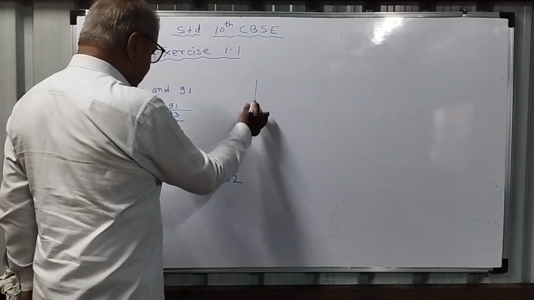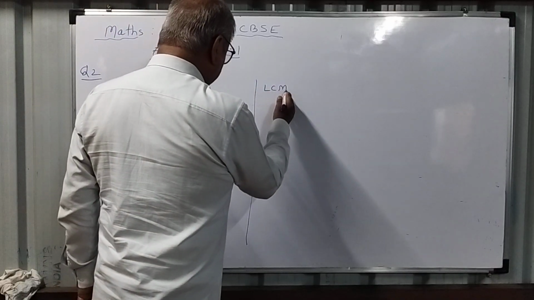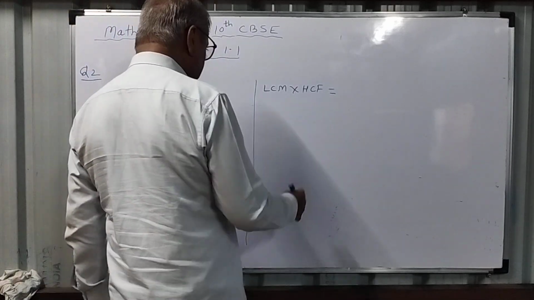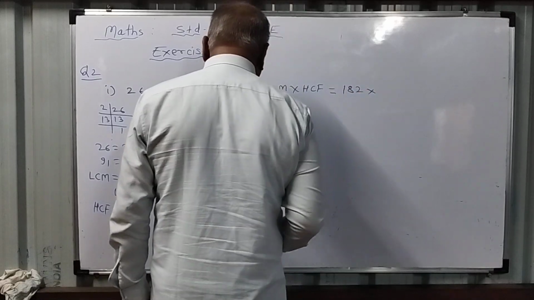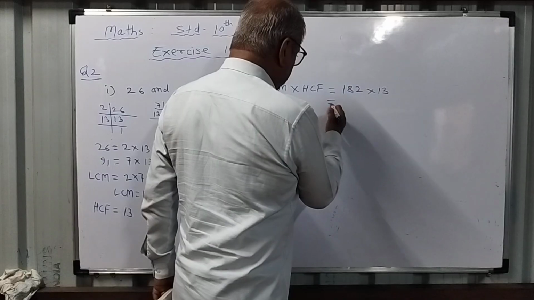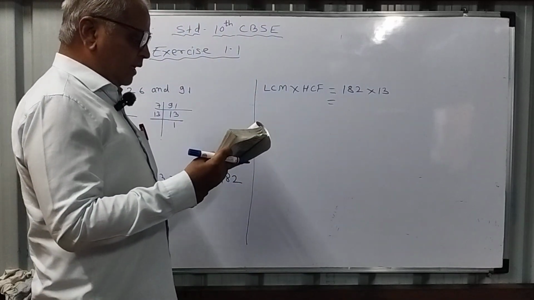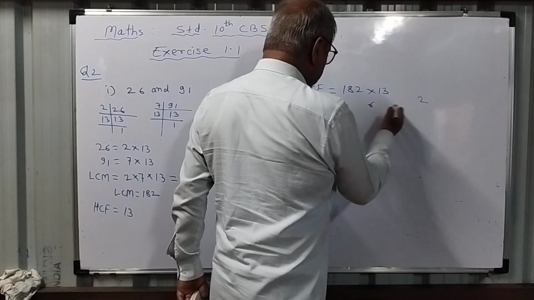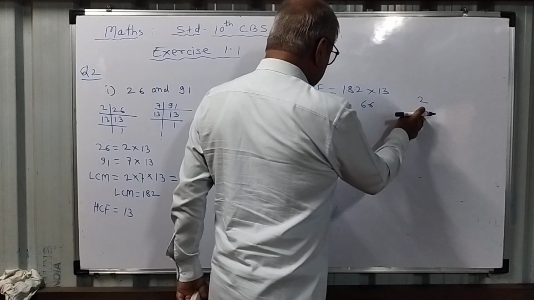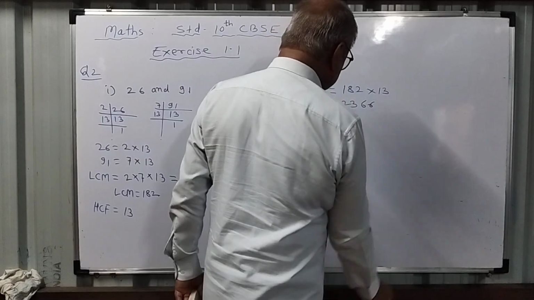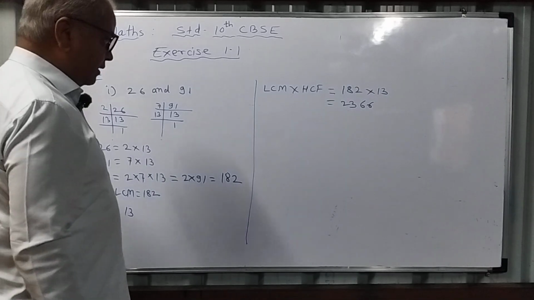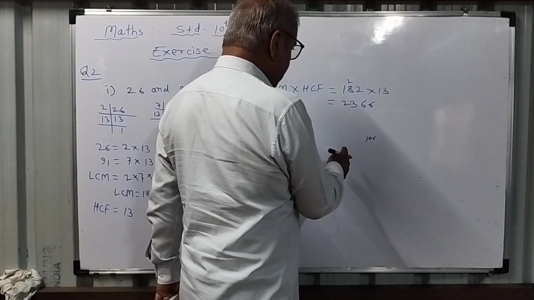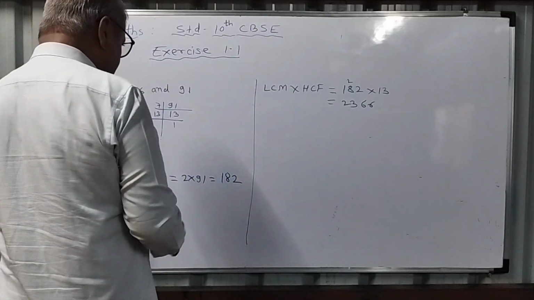Now the relation is to be verified. LCM into HCF is equal to 182 into 13. 13 twos are 26, 2 carry, 104, 106, 6, 10 carry, 13 and 10, 23. So it is 2366. Now the product of the given two numbers.